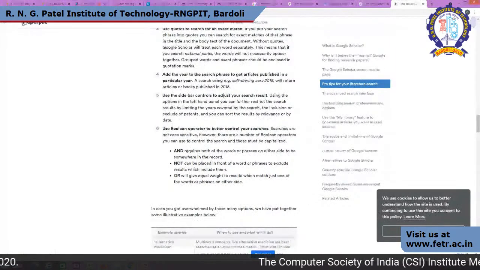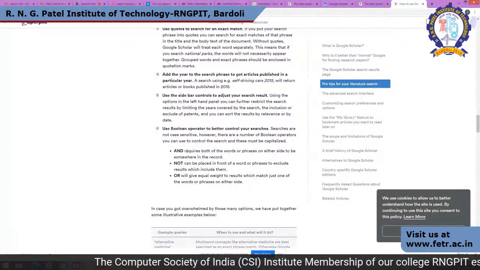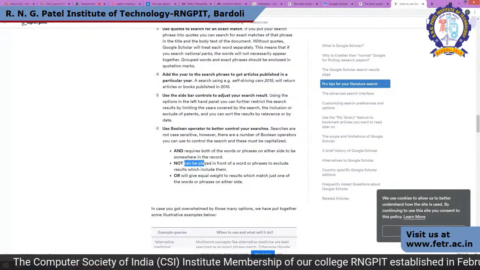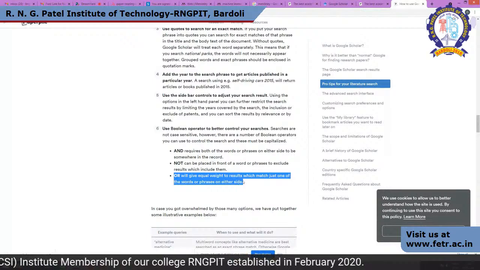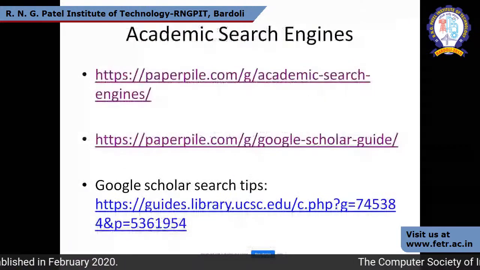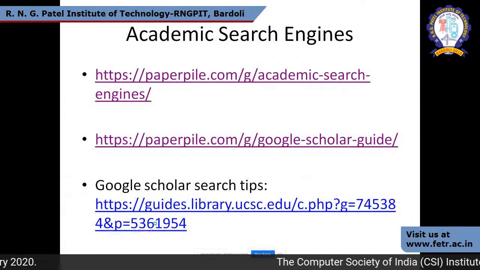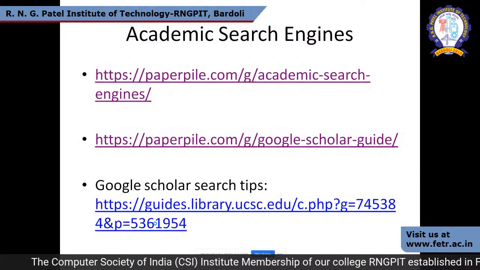AND requires that we look for both the words or phrases, either side or somewhere in the record. NOT means without this particular word or sentence, and OR is either this one or that one, whatever is there in the article, that is to be listed over here. So that is about some tips. Then some more tips are available over here that we can see and use for better results.